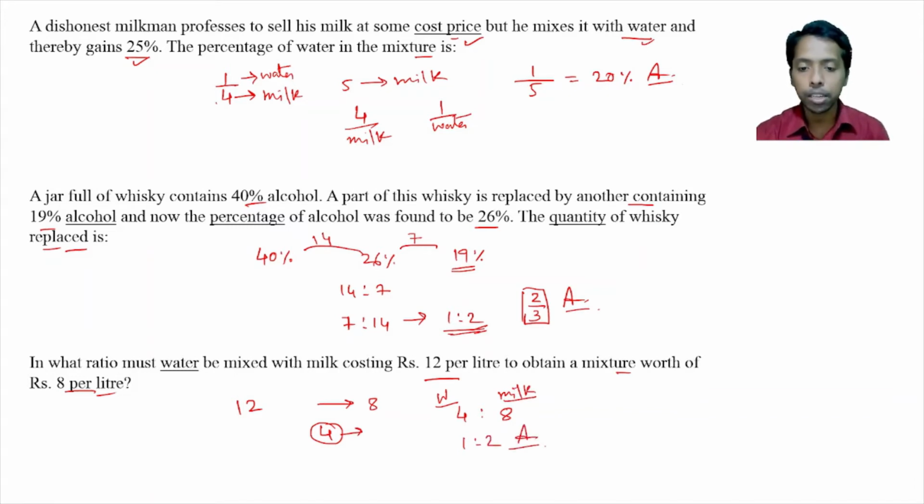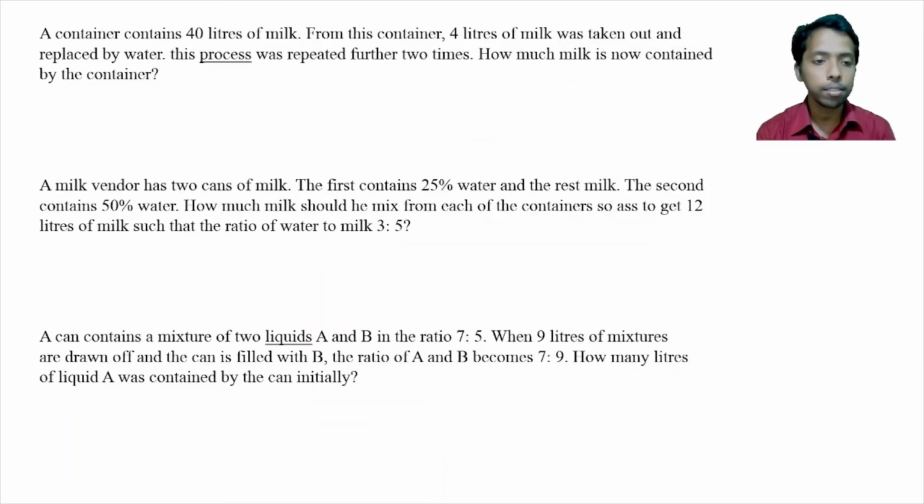In the options, it may happen that 1:2 is given and 2:1 is given. I am not talking about the rest of the options, just to avoid confusion. In a hurry, you may mark 2:1 and get it wrong. See what is asked here: in what ratio should water be mixed with milk? Keep this wording very seriously. First is water, so water is 1 unit. So 1:2 is the answer, not 2:1. Just keep that in mind. Moving to next.